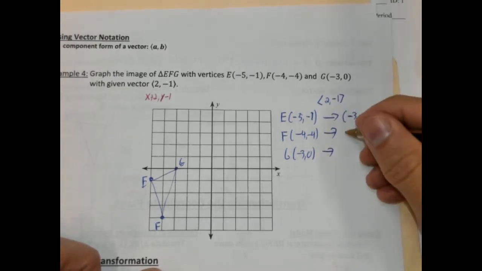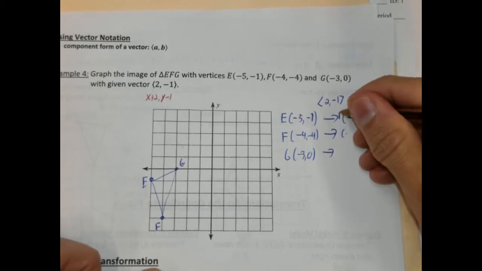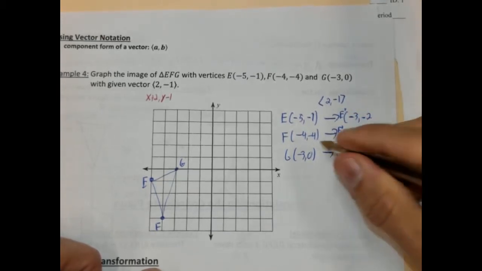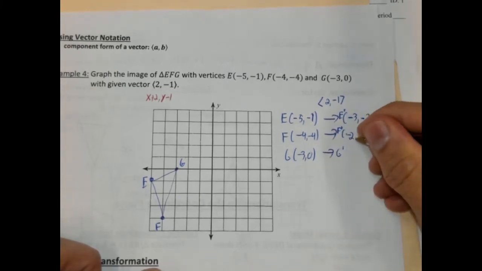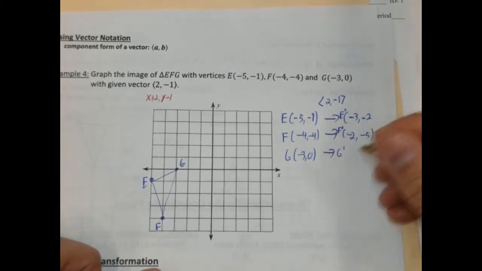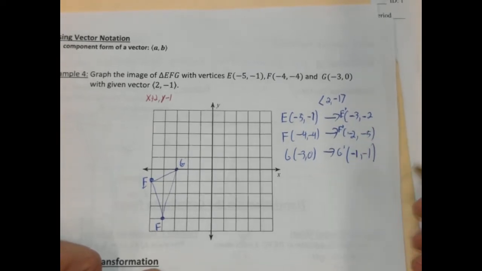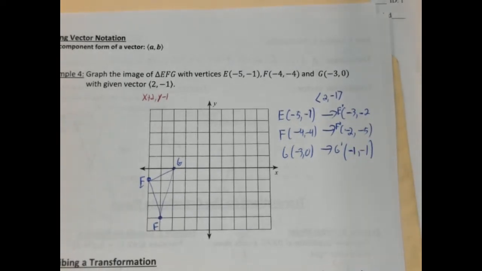This will become -2. Oh my gosh, I almost forgot the notation. So E prime, F prime, and then G prime. So this will become -2, and this becomes -5, and this will become -1, and this will become -1. Okay, so those are the coordinates of our image. Let's go ahead and graph those.